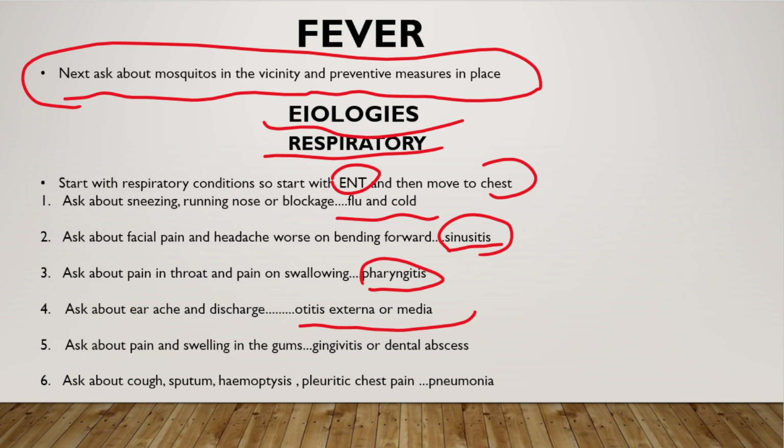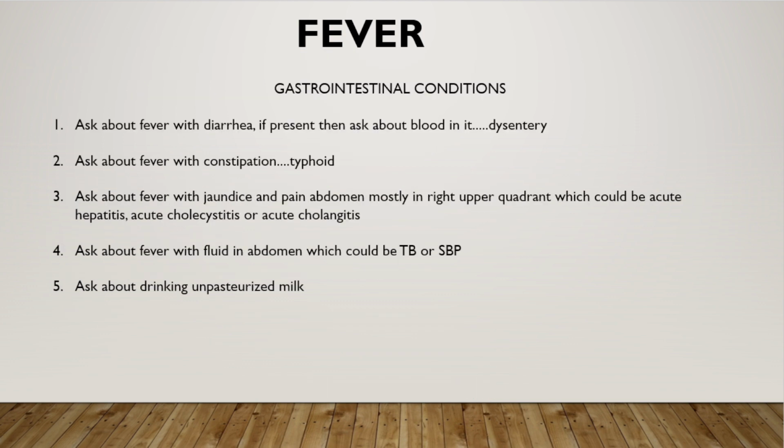For gingivitis and dental abscess, we will ask about pain and swelling in the gums. Then we will ask about pneumonia, which is a chest problem. Now we will ask about cough, sputum, hemoptysis, pleuritic chest pain. So that will cover our respiratory problems. Then we will move on to gastrointestinal conditions.